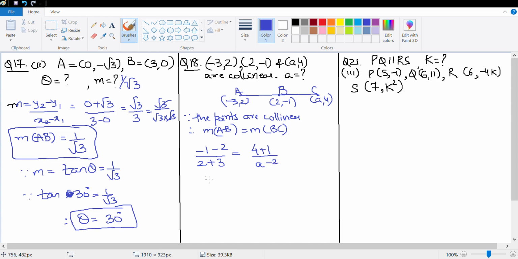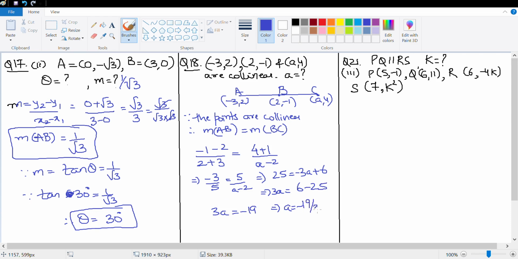Yes, let's cross multiply and see what we get. Negative 3 upon 5 is equal to 5 upon A minus 2. Let's cross multiply. This gives me 25 is equal to negative 3A plus 6, which means 3A is equal to 6 minus 25. 3A is equal to negative 19, which means A is equal to negative 19 upon 3. Therefore, A is equal to negative 6 1 upon 3. Let's check what they want in the question. They want me to find A, already done.